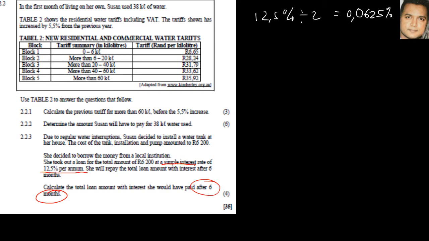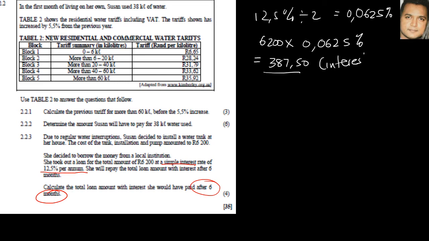So let's take this now. Remember, this is for the 6 months. That's why we've divided by 2. So let's take the 6,200 and multiply it by the 0.0625, and we get an amount of 387 rand 50 cents. Now remember, this is the interest for the 6 months. So what we need to do is add it to the total again. So therefore 6,200 plus the 387 rand 50 cents would give us a total of 6,587 rand and 50 cents.